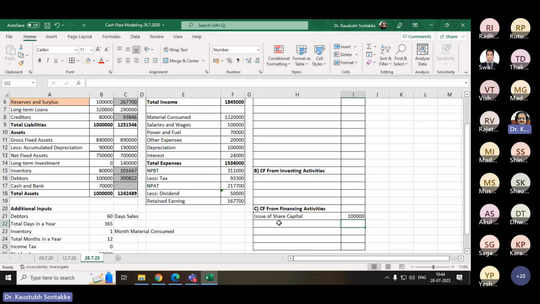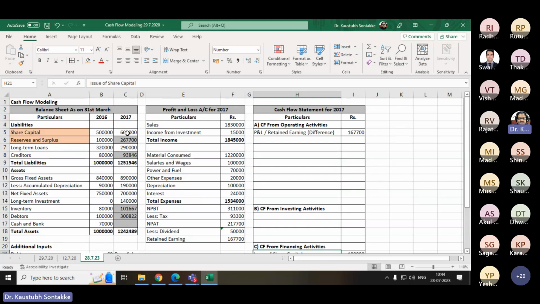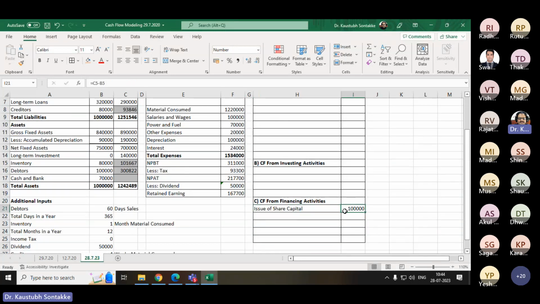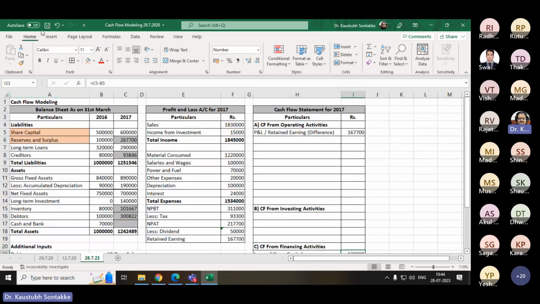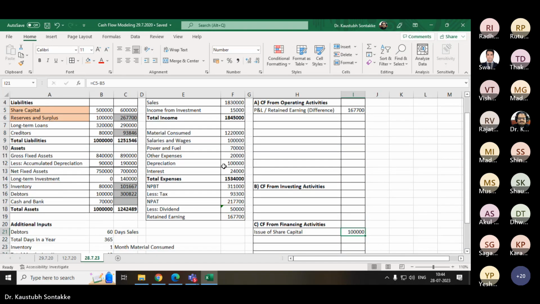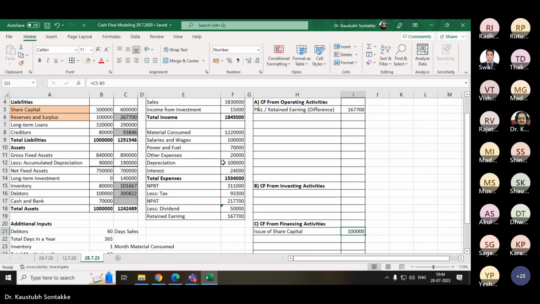Now you can see here issue of share capital. Share capital increased means there is an inflow, and that is denoted by a positive figure, 1 lakh, in the cash flow statement. So issue of share capital is a cash inflow from financing activity.